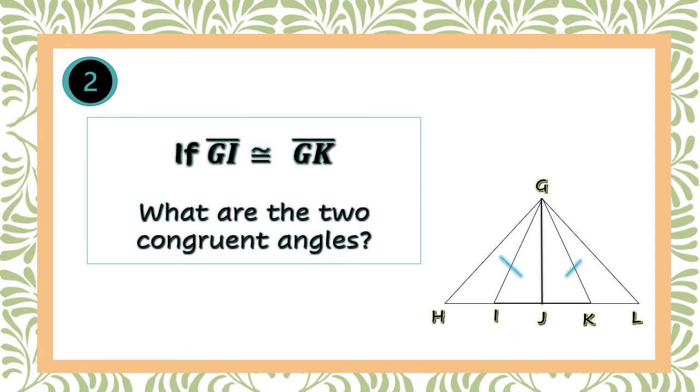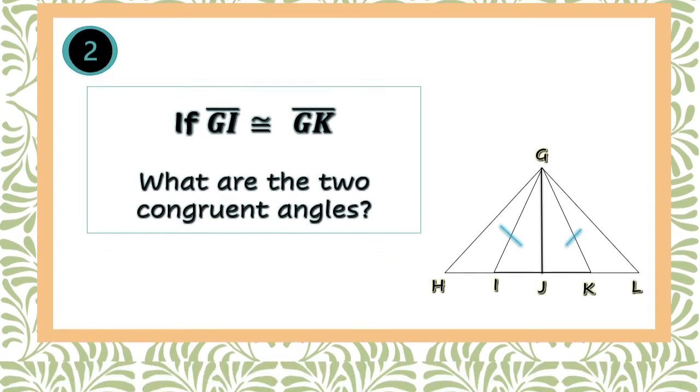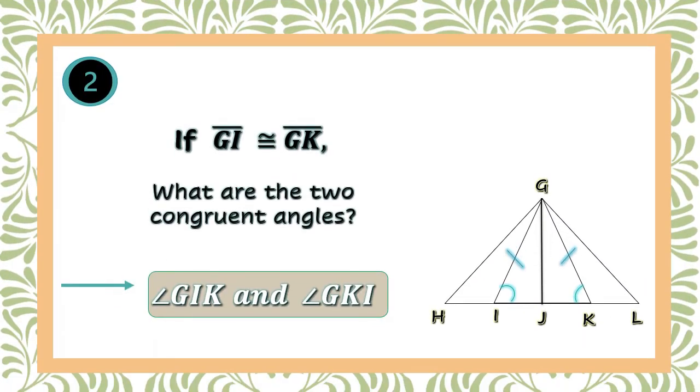For example number 2, if segment GI, or side GI, is congruent to side GK, what are the two congruent angles? The two congruent angles are angle GIK and angle GKI.